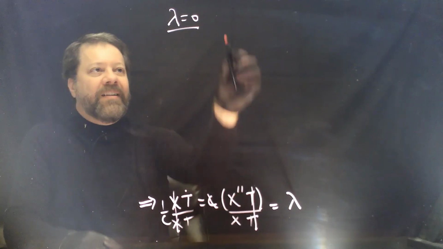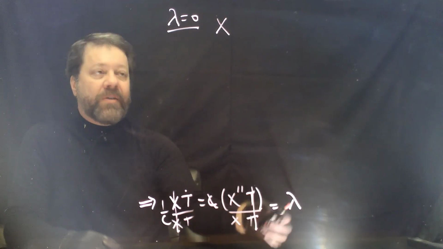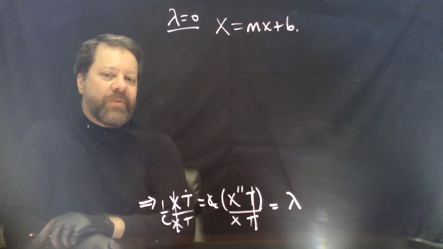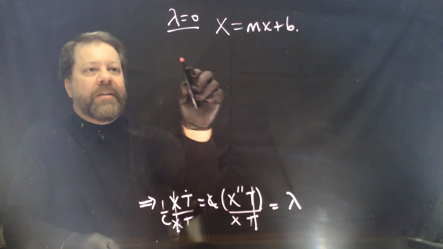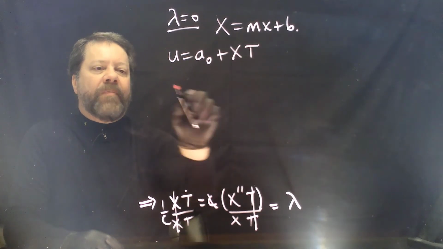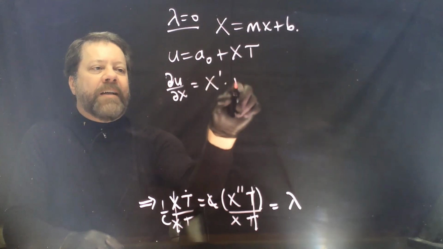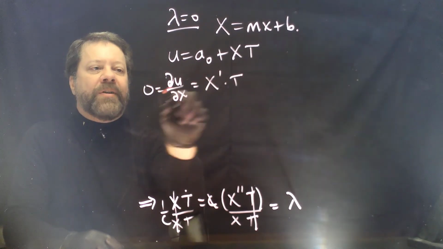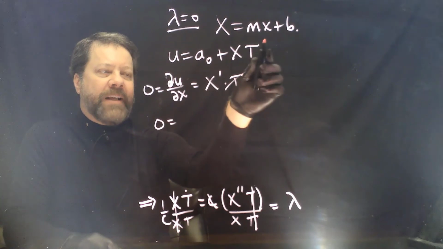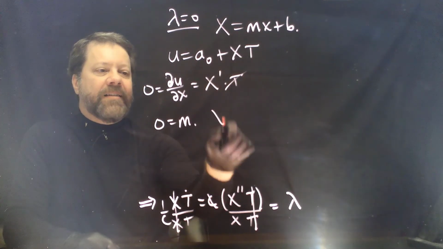Lambda equals 0 implies, again, the second order derivative of X is 0, which means X is of the form mx plus b. And we need to satisfy the boundary conditions. So if u is a naught plus X T, du dx will be X prime times T. If that's equal to 0, we can forget about the T. X prime will have to be 0. So 0 will have to be X prime. Well, that gives us X is a constant.